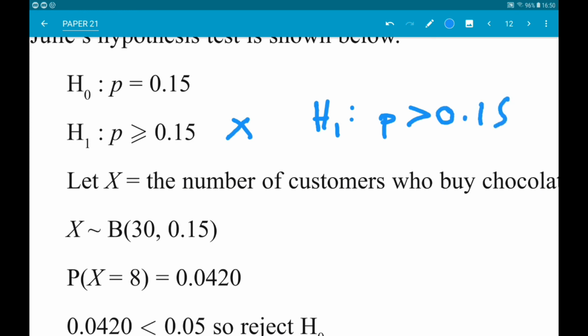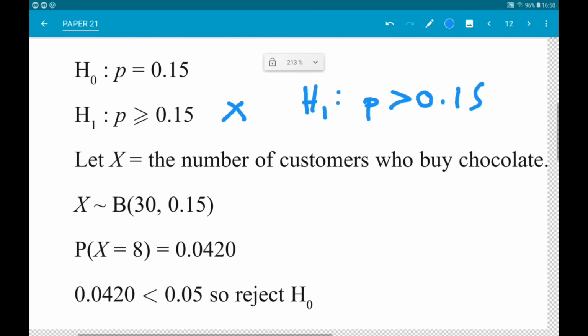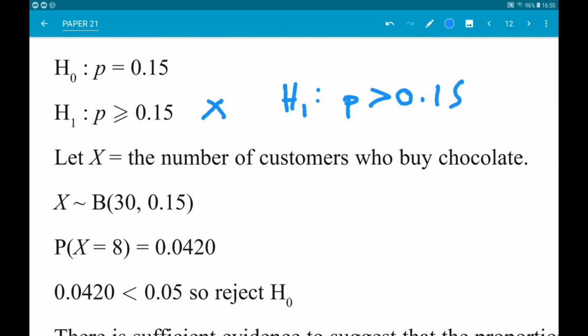Okay, next, she's defined the variable, so that's good. Then she's set up the distribution, so that's all good. Now the next error is that she's found the probability x is equal to 8. That's an error.